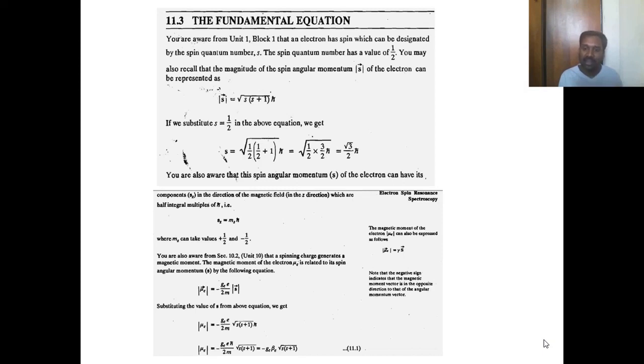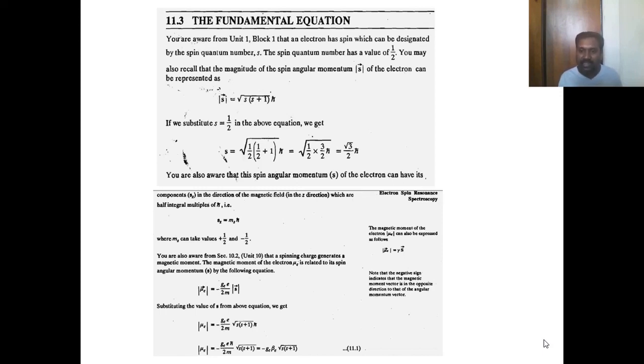Now, if the applied field is along the Z direction of your Cartesian coordinate system, it could be any axis, but Z we take conventionally. With respect to the external applied field on the Z axis, what are the orientations of this spin angular momentum vector? We see if S is equal to half, 2 directions are allowed, and we come to a new quantum number, that is MS, the magnetic spin quantum number.